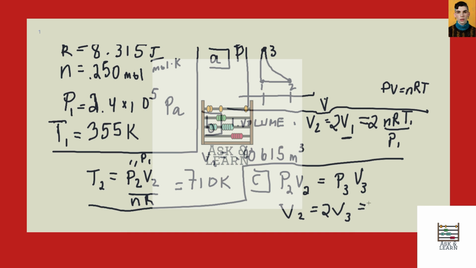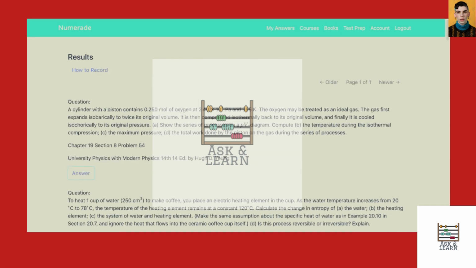And then therefore, if you plug that in here, you get that P3 equals 2P1 equals 4.8 times 10 to the 5. You don't even need a calculator for that. Woohoo!